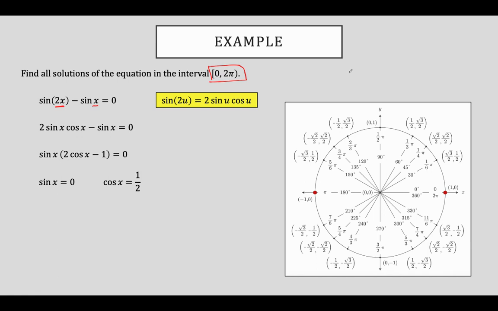Then we can identify the angles that have a cosine value of 1/2. Well, cosine corresponds to the x-coordinate. Which angles have an x-coordinate of 1/2? Pi over 3 and 5 pi over 3. So those are our solutions. x is equal to 0, pi, pi over 3, and 5 pi over 3.